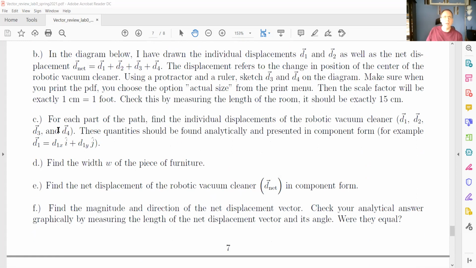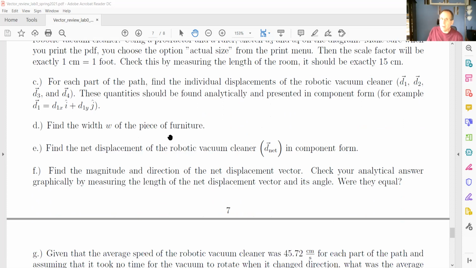Okay, then part C, for each part of the path, find the individual displacement of the robotic cleaner. So find D1, D2, D3, D4. These quantities should be found analytically and presented in component form, right? So like D1 is going to be the X component of D1 times I hat plus the Y component of D1 times J hat. D2 will be the X component of D2 times I hat plus the Y component of D2 times J hat, and so on.